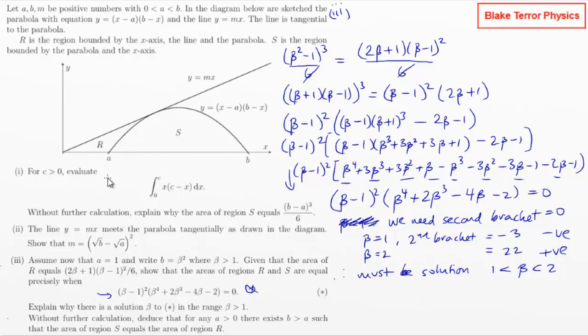So we've shown that R equals S for a equals 1. There is a solution, but we don't know what it is. So beta is somewhere greater than 1. Well, we know it's less than 2 as well, but still, we've got some solution for when a is 1. We need to show that there is a solution for any a.